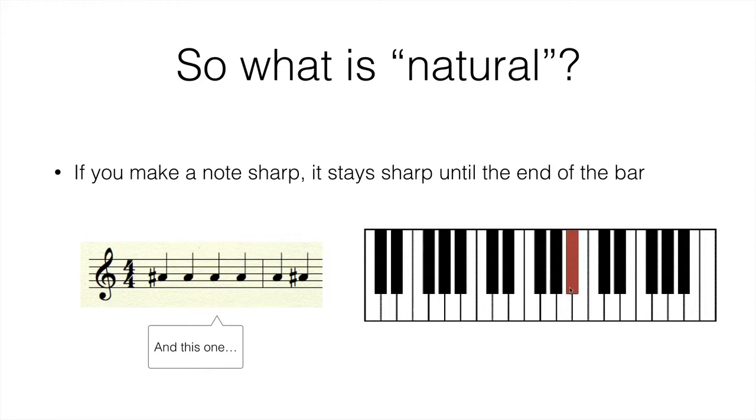This one is also sharp. And this one's also sharp. But after the bar, when we get to this note, it's no longer sharp. Now it's natural because it's after the bar. So the note only stays sharp until the end of the bar. And then it goes back to being sharp again because we have the symbol in front of it.